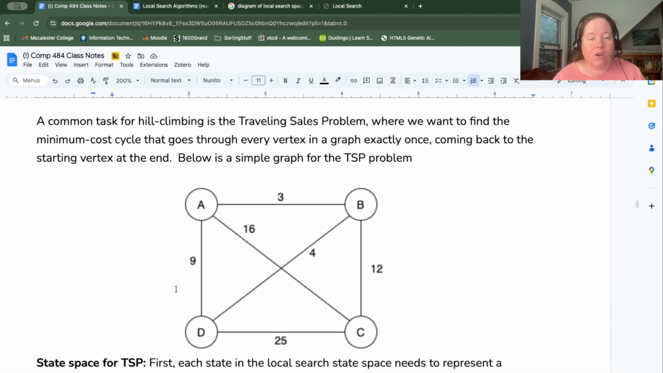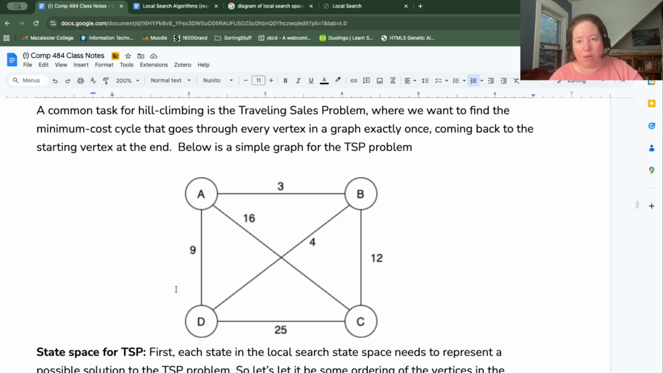So we are going to look at the traveling sales problem. If you've taken an algorithms class, you probably know this problem already, but I'll just describe it. We are imagining that the way the problem is phrased is we have these nodes in a graph. They represent cities. And we have a traveling salesperson who needs to go and visit all those cities and return back home again as efficiently as possible.